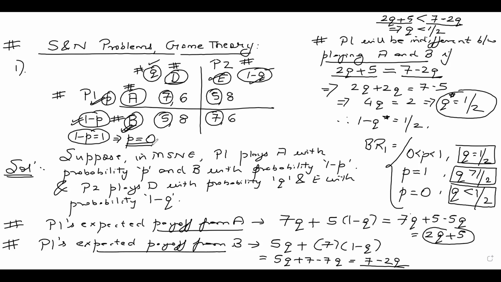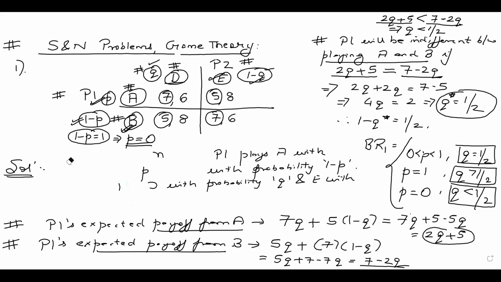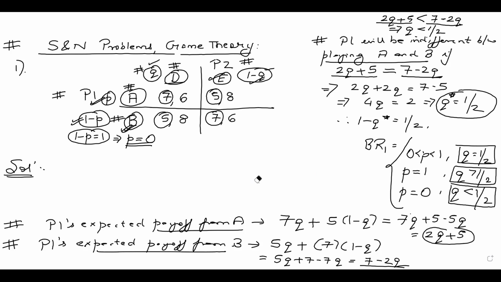Okay, now on similar lines, we can quickly calculate player two's expected payoff. Okay, so I can write on similar lines, player two's expected payoff from D.